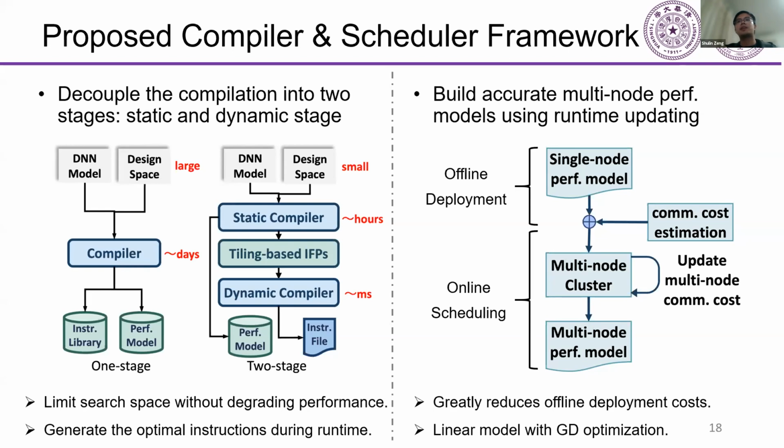For the scheduler side, we only generate the single node performance model during offline deployments. And then we build the accurate multi-node performance model using runtime updating. We show that a linear model with gradient descent optimization can build a simple but effective multi-node performance model, and it can greatly reduce offline deployment costs.